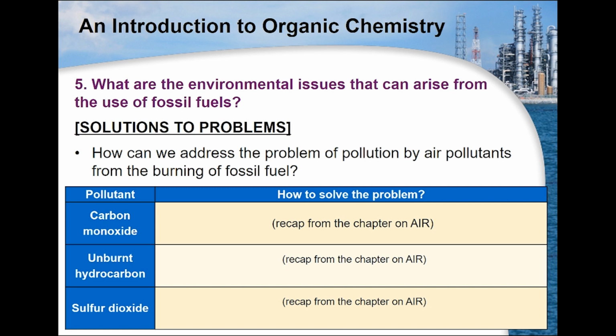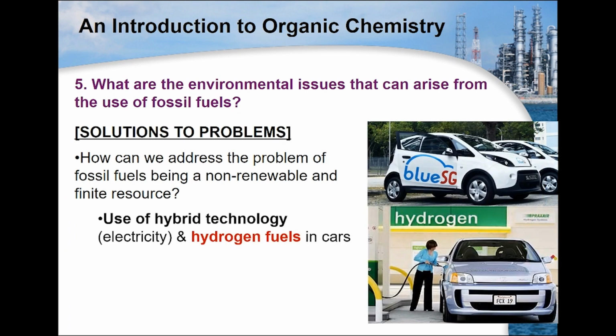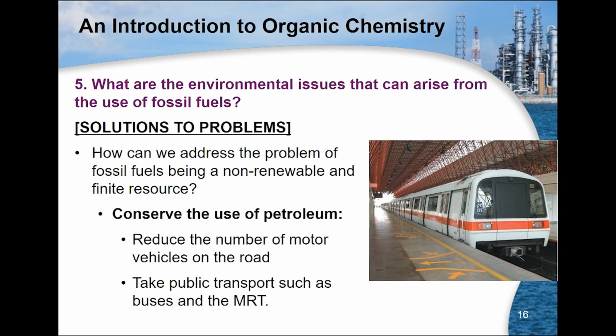But how can we address the problem of fossil fuels being a non-renewable and finite resource? Well, first of all, we can use hybrid technology. We can use hydrogen fuels in cars. So instead of burning fossil fuels, or rather burning petrol, we can actually use electric cars, like what you see over here, Blue SG, which is running around in Singapore right now. One other thing that we can do is to conserve the use of petroleum. So rather than using motor vehicles, we can take public transport such as buses and MRT. By doing that, we reduce the amount of fuels that we burn and help to safeguard the amount of petroleum that we have.